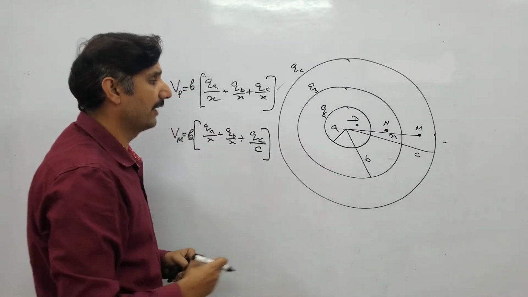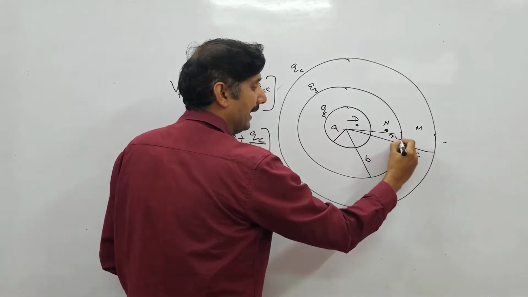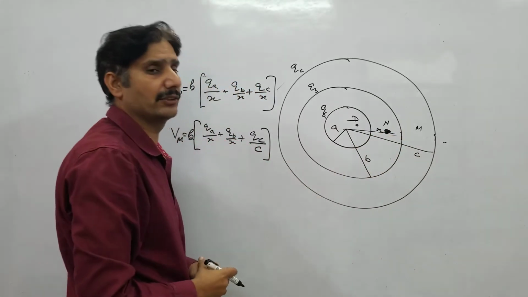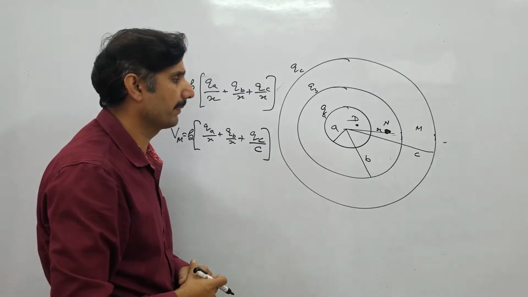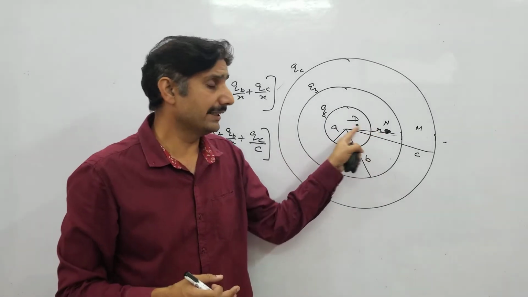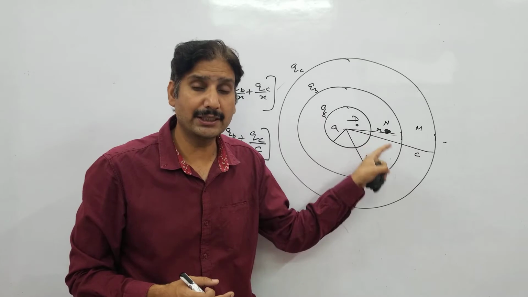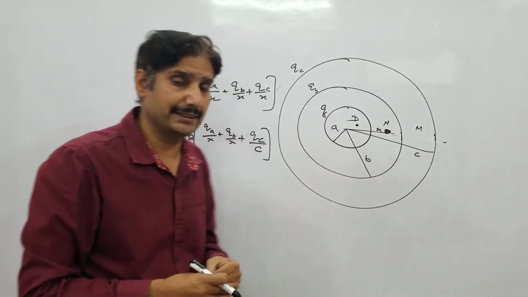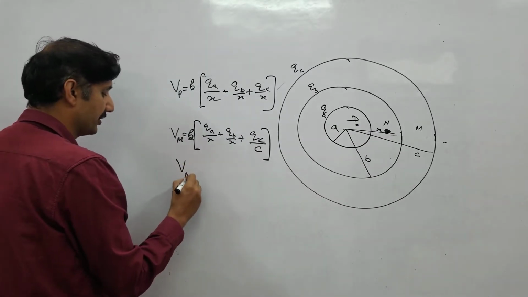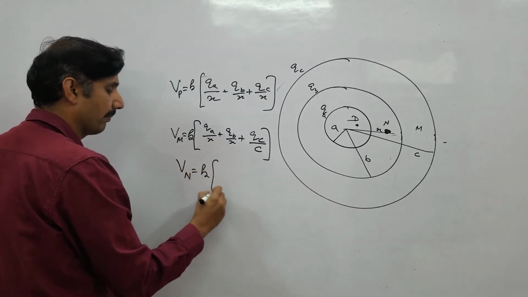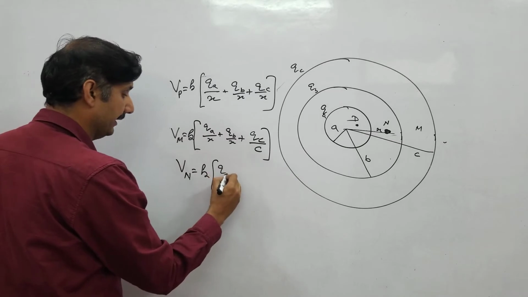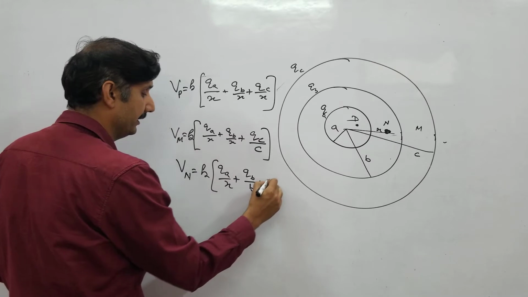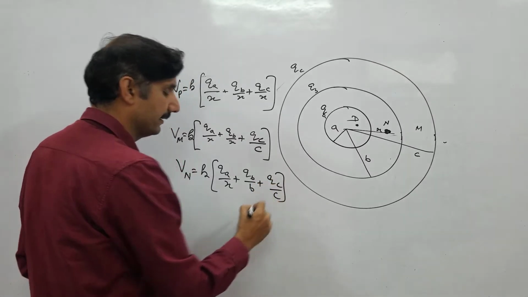Let's say we wish to find out the potential at point N, and now I am considering N to be at a distance x from the center of the innermost shell. Now, point N is outside shell A, but it is inside shell B and shell C. So what should be the potential at point N? It should be QA divided by x plus QB by B plus QC by C.